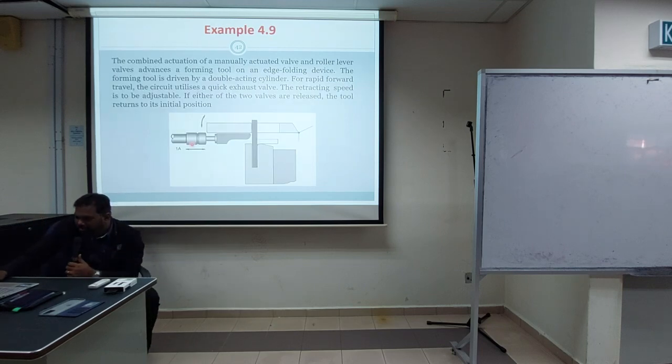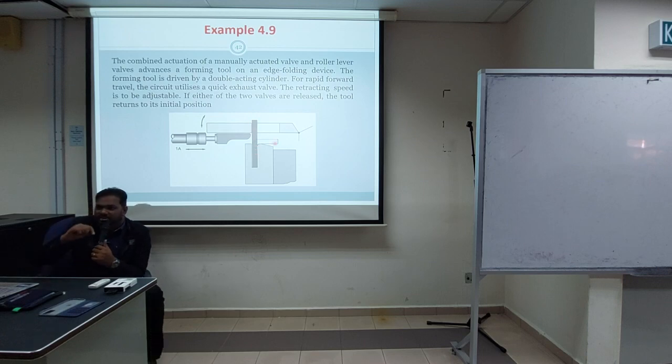Okay, so example 4.9, a combined actuation of a manually actuated valve and roller lever valve, advanced forming tool on the edge folding device. So yang ni dia ada satu cylinder. So you have a workpiece here. So katakan yang ni adalah satu besi. Kemudian you ada cylinder. So the cylinder advance, so dia akan bengkokkan the workpiece. Dari straight dia bengkokkan jadi macam huruf L.